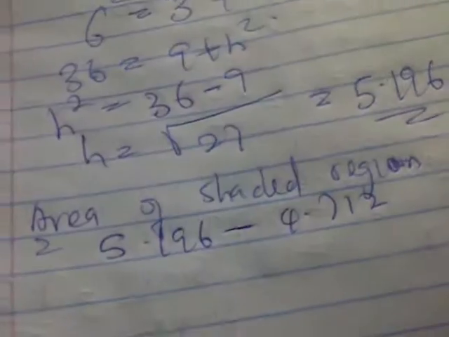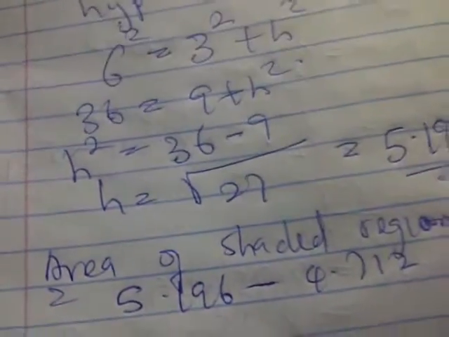So that means the area of the shaded region will be 5.196 minus 4.712. Okay, let's do that again. 5.196 minus 4.712 is going to give us 0.484 centimeters squared. So that's the area of this shaded portion.